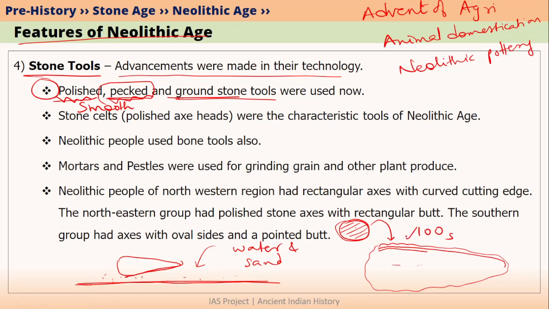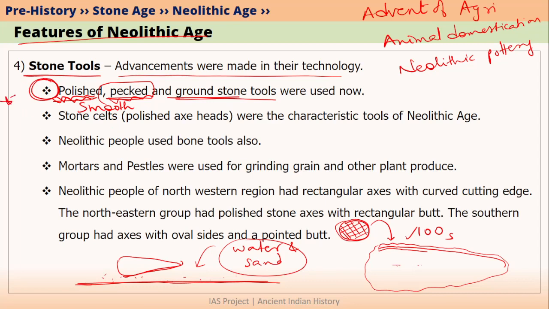Initially, a rough stone tool was made and using another small but hard stone, the rough stone tool was hit hundreds or thousands of times. This process was called pecking. And once the pecked tool was made, grinding was performed on this using sand and water. Because of this repeated grinding, the surface of the stone tool became polished. So this was how polished, pecked and ground stone tools were made in Neolithic Age.